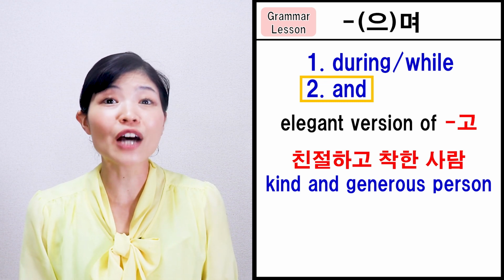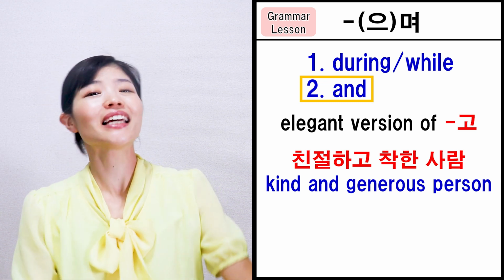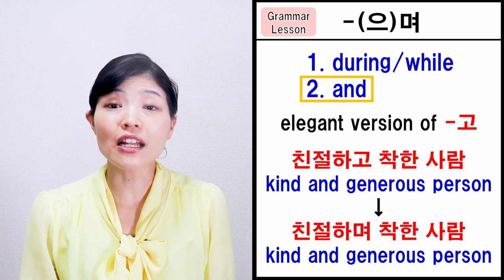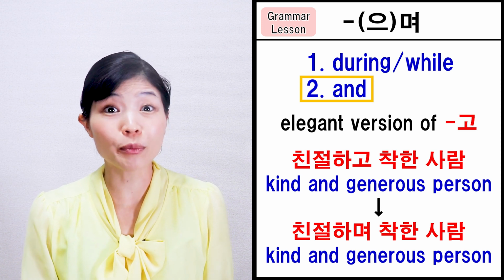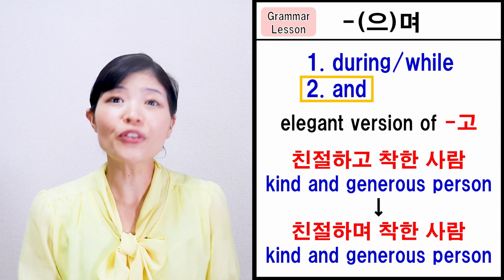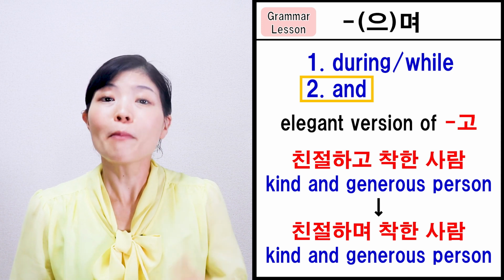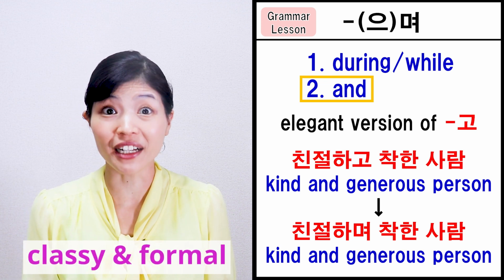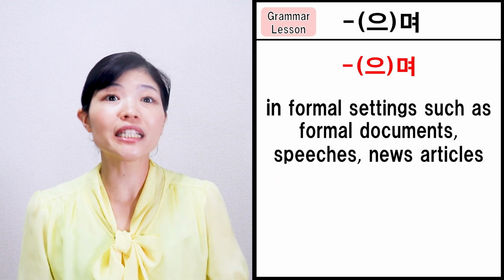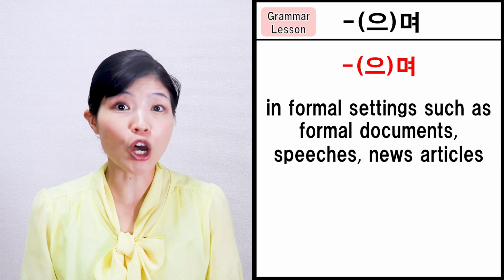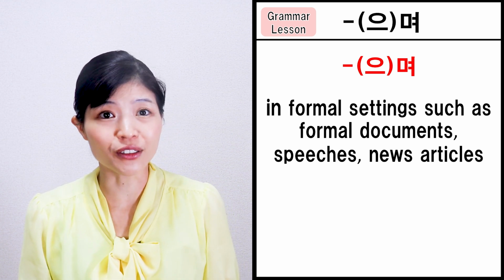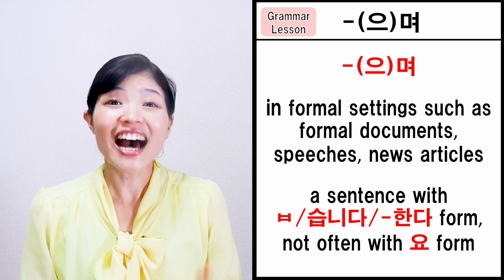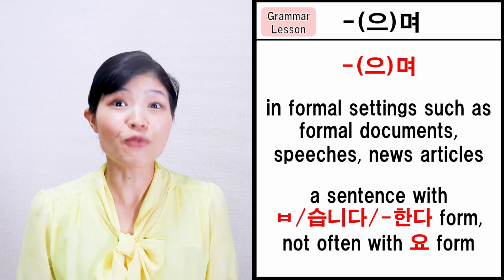If you want to make this sound formal and elegant, you say 친절하며 착한 사람, kind and generous person. I hope this helps you grasp the idea. Both are the same meanings in English, but in Korean, 친절하며 sounds much more classy and formal. As you can see, you use 으며 in formal settings such as formal documents, speeches, and news articles. So you usually end a sentence with 비읍, 씁니다, and 한다 form, not often with your form.